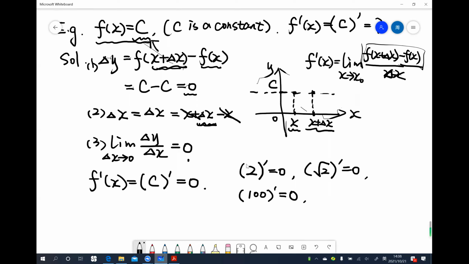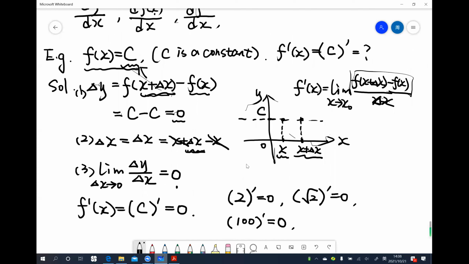We used the definition to calculate the derivative of the function. Do you have any questions about this one? No questions, right? Okay, so the first formula we have to remember is this one: the derivative of a constant equals 0.